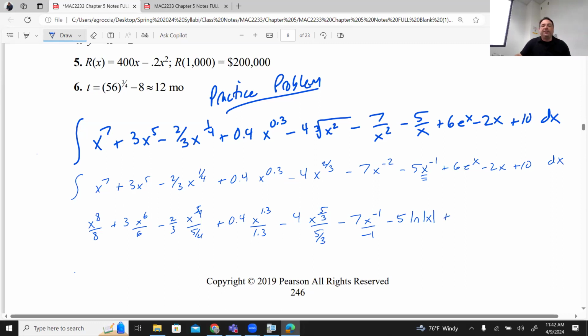And then plus 6, the integral of e to the x is e to the x. Minus, this is 2x to the 1, so the 2 stays. That's x squared over 2. And then what's the integral of 10?